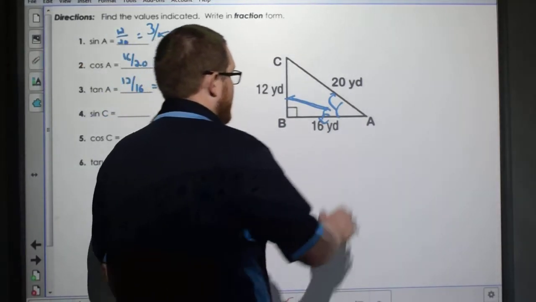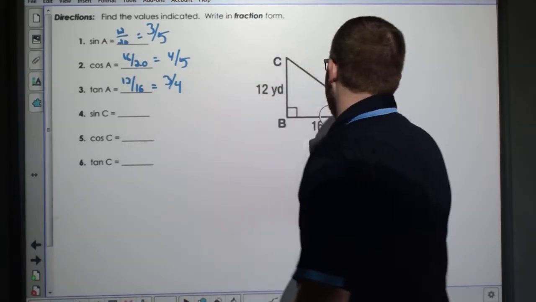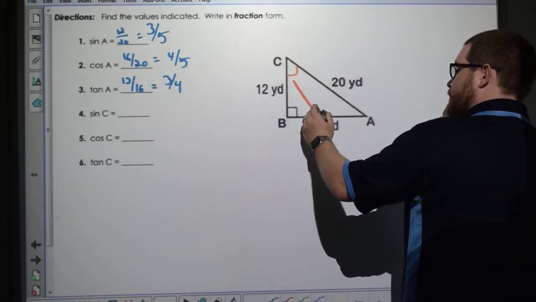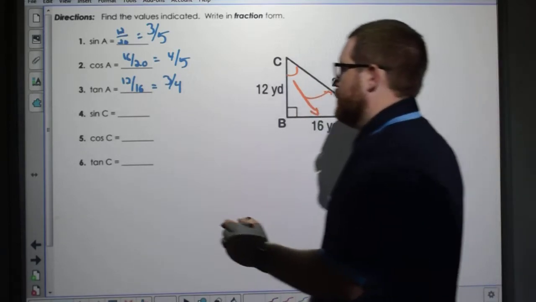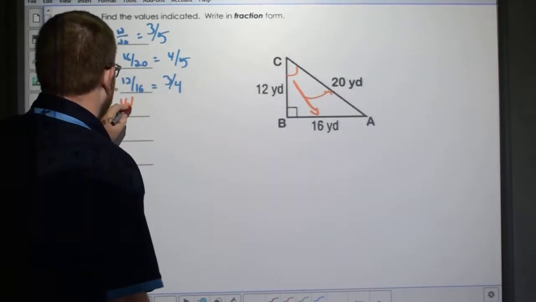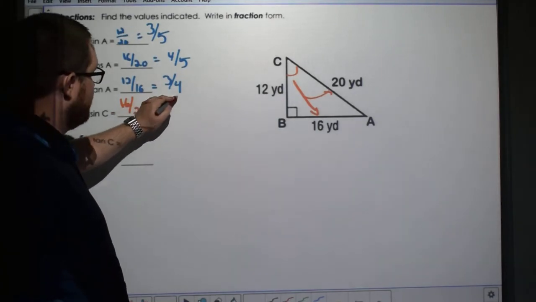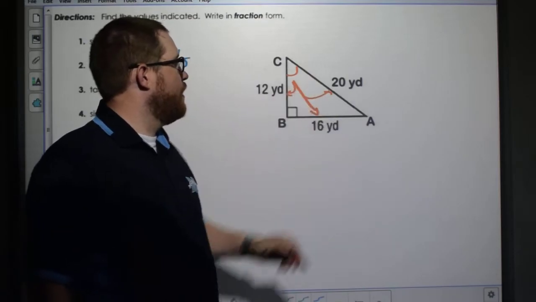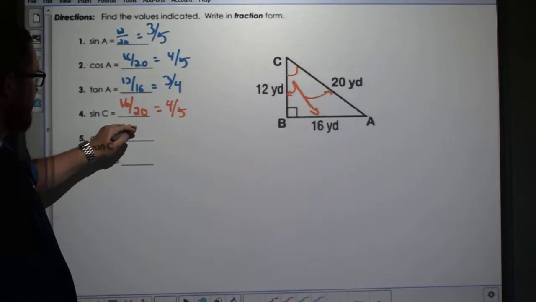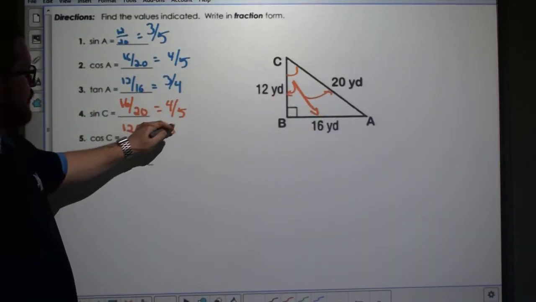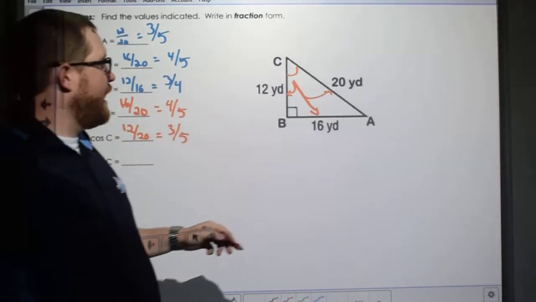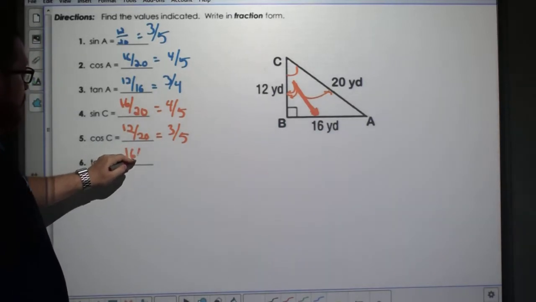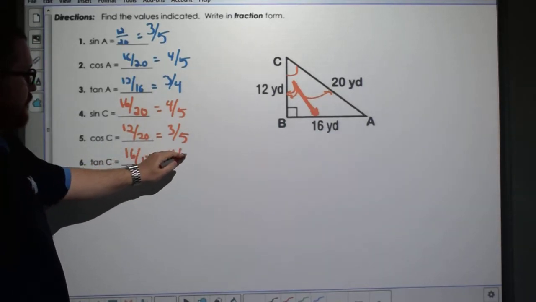Now let's do it for C, the other angle. Here's angle C. Sine is opposite over hypotenuse, so 16 over 20, which will reduce down to 4/5. Cosine is adjacent over hypotenuse, so 12 over 20, which will reduce to 3/5. And then the tangent of this angle is opposite over adjacent, so 16 over 12, which is 4/3.